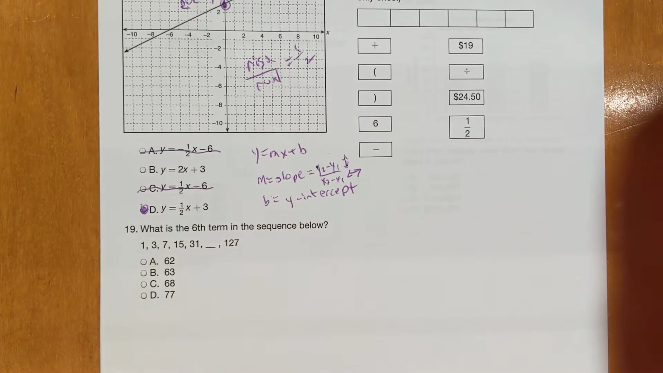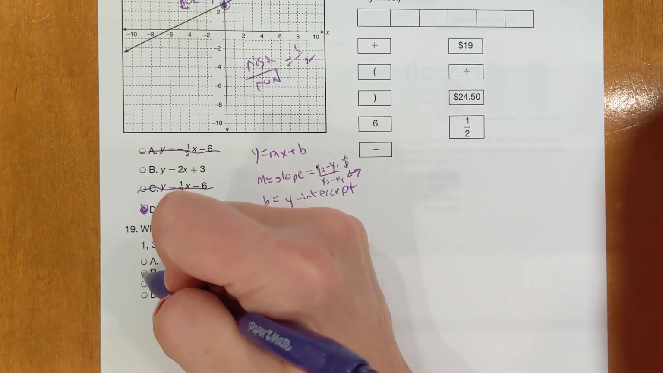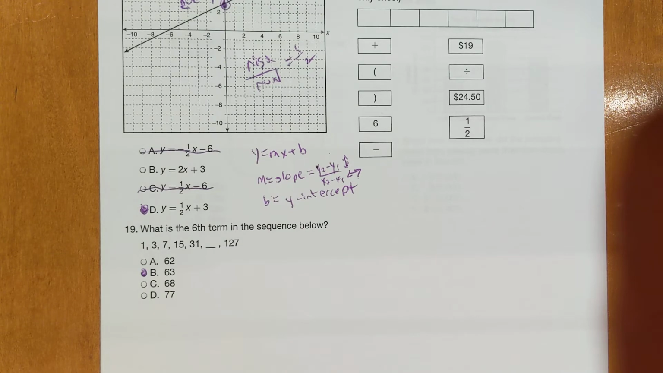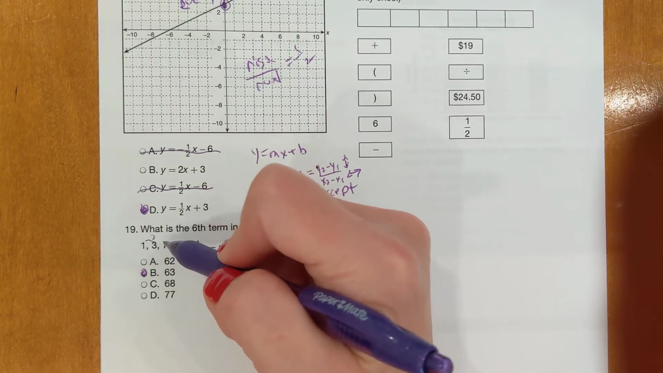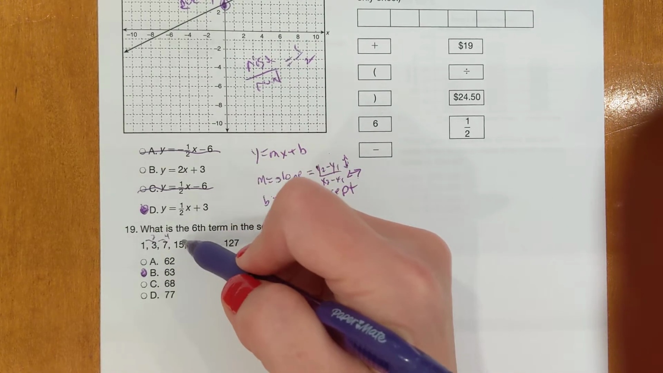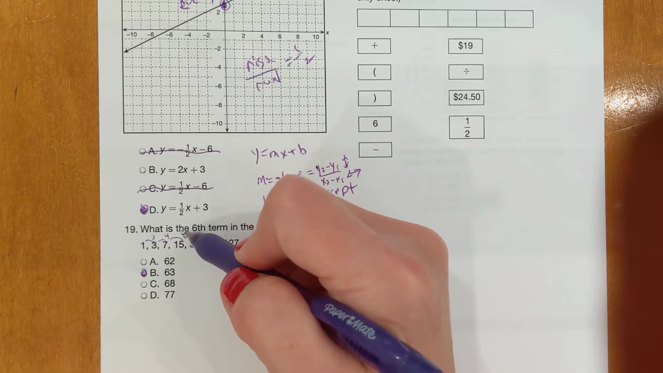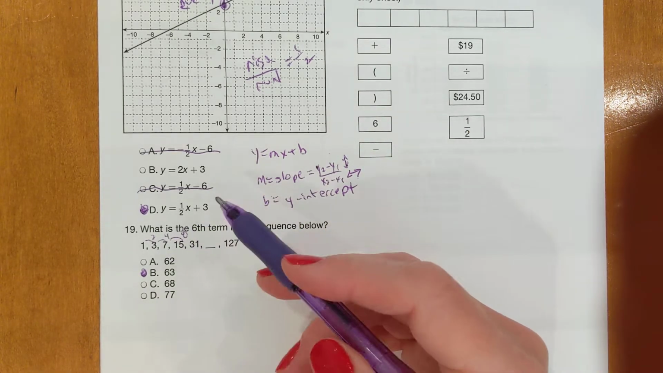Okay, number 19. Hit pause and restart. 19 wants to know what is the 6th term in the sequence below. What you want to do, by the way, the answer is B. What you want to do is ponder the differences in the numbers, whether they have a pattern with multiplying or adding or subtracting. So if you subtract 3 minus 1, it's 2. 7 minus 3, 4. 15 minus 7, 8. So it went 2, 4, 8.